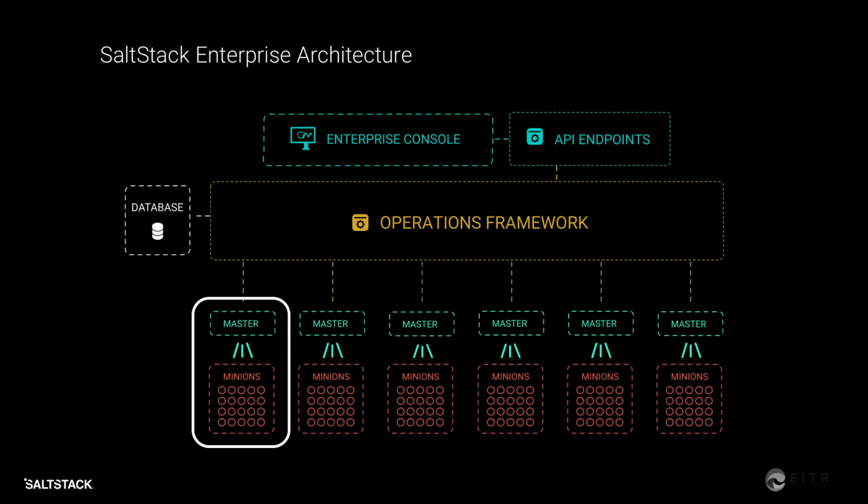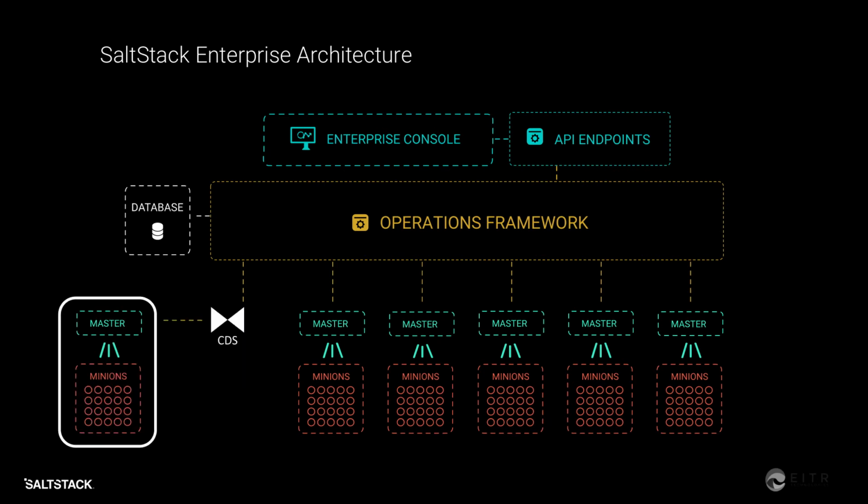So, let's say that one of our masters is actually inside of an enclave network. What we can do is insert a cross-domain solution in between the operations framework and the Salt master within that enclave network as a sort of deep inspection proxy of the communication between the master and the enterprise server.